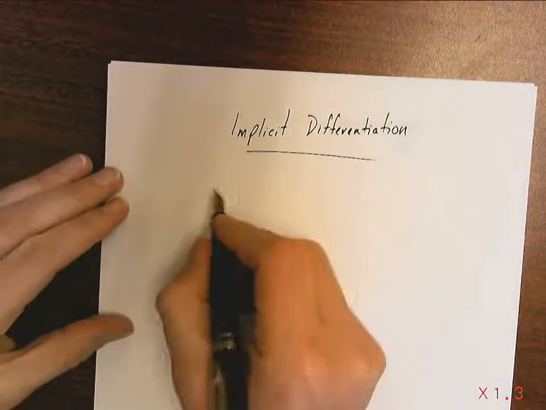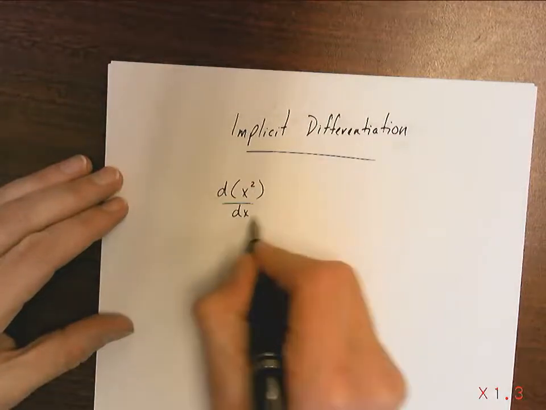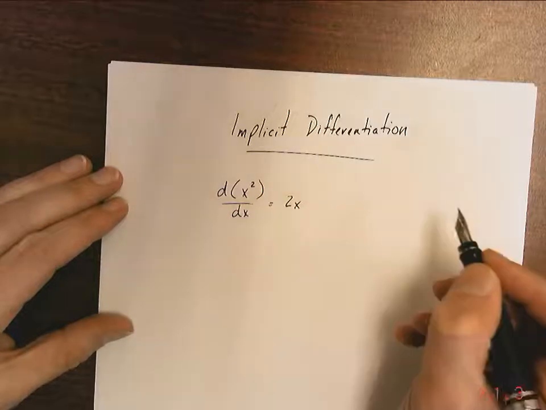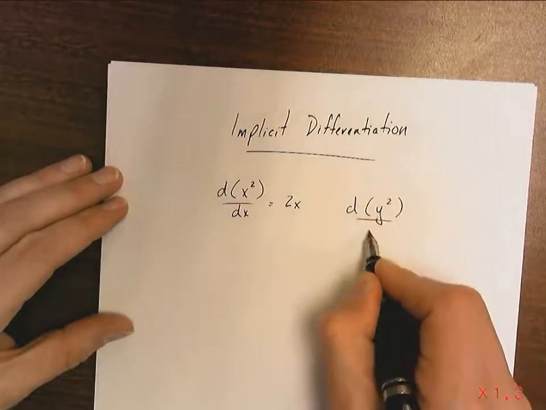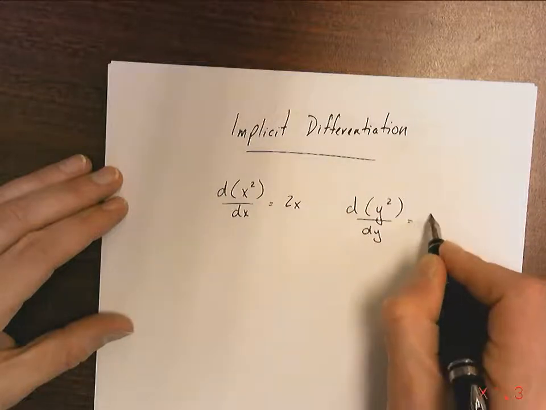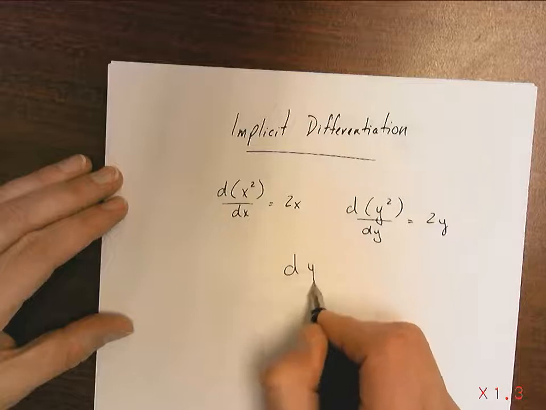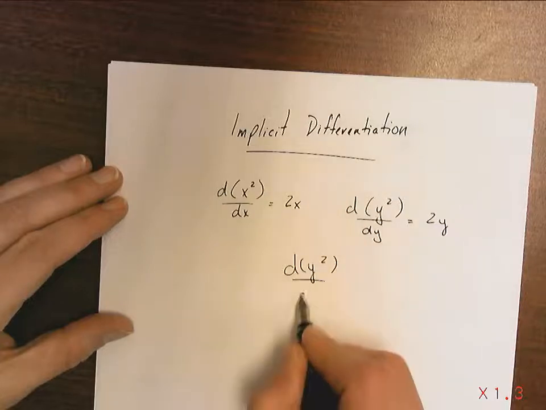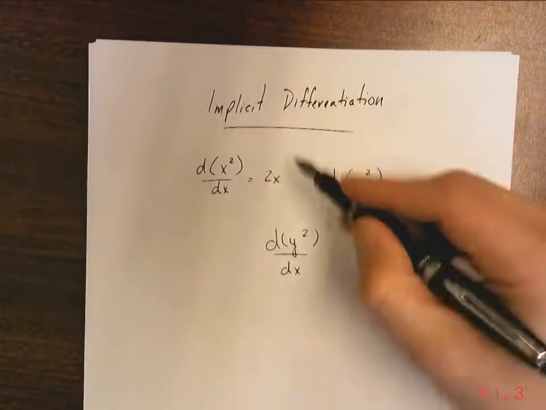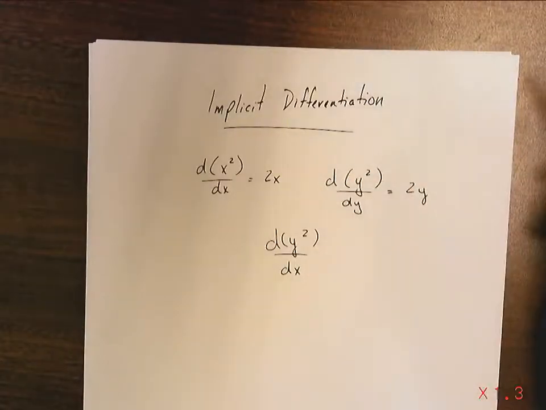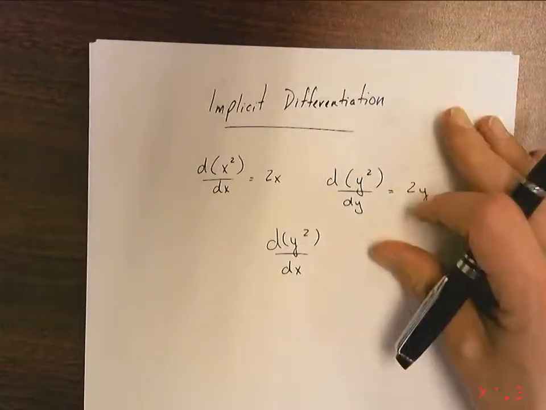First off, the derivative of x squared in terms of x is 2x. The derivative of y squared in terms of y is 2y. The derivative of y squared in terms of x is the problem. When the variables are the same, we just differentiate. It's not a big deal. When the variables are different, we run into a bit of a problem.